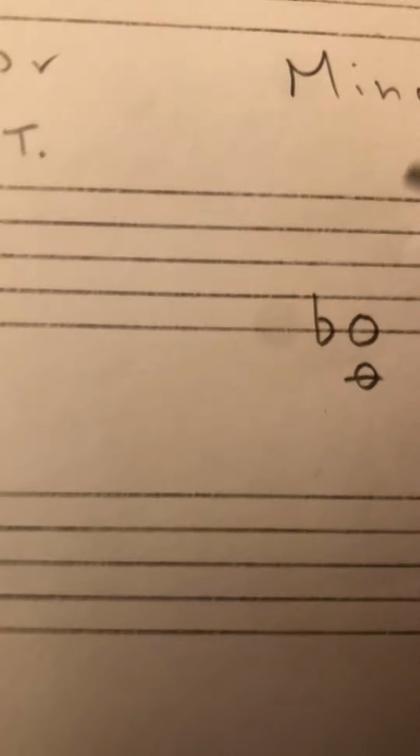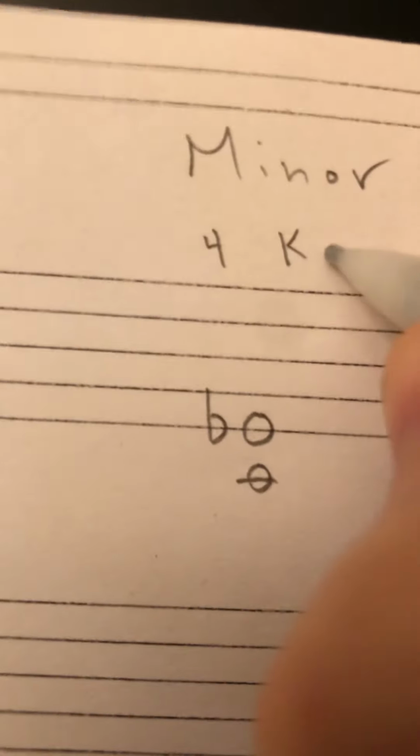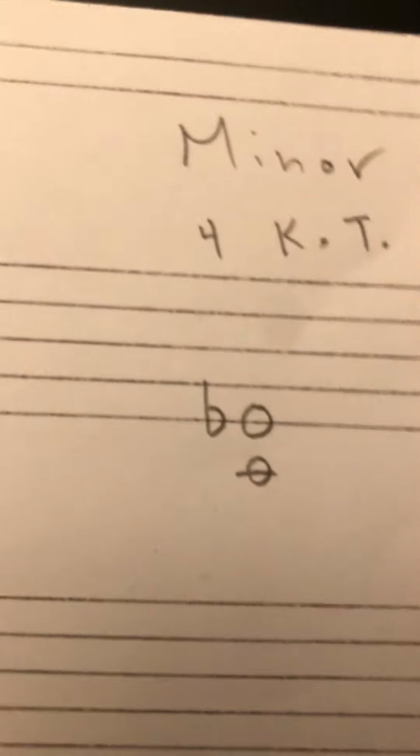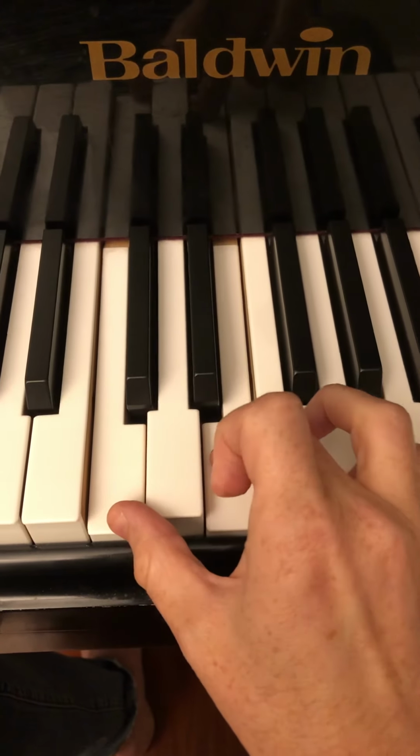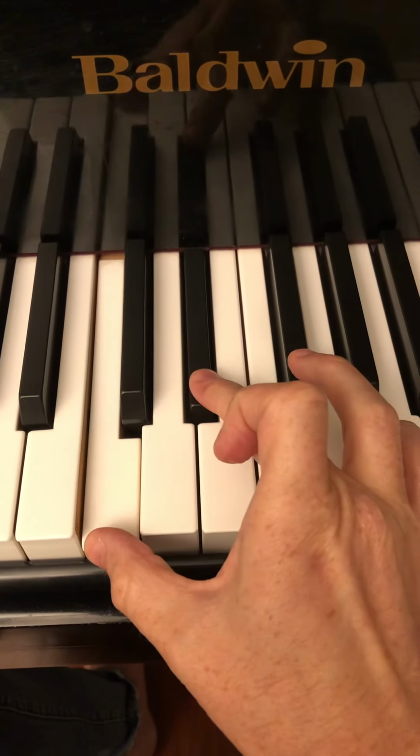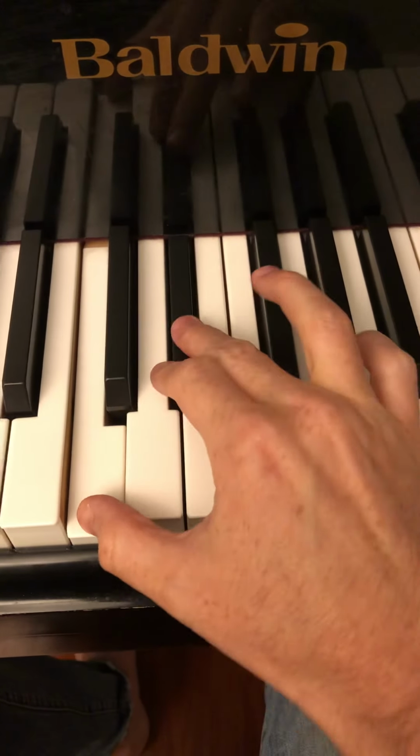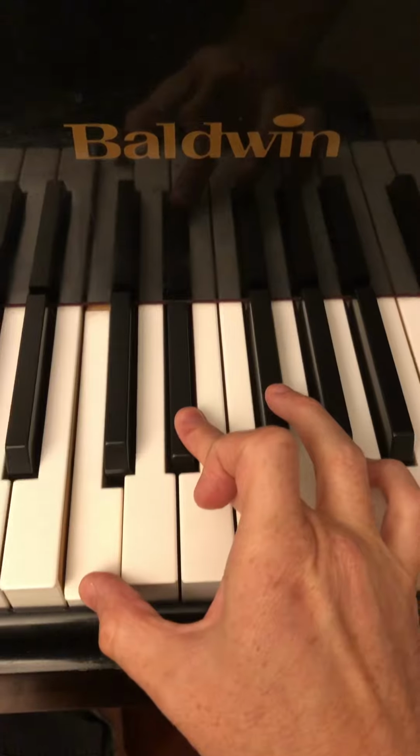And of course, how many keys total is it? Well, if the major third is 5 keys total, the minor third is going to be 4 keys total, okay? So major, 1, 2, 3, 4, 5, minor, 1, 2, 3, 4, okay?